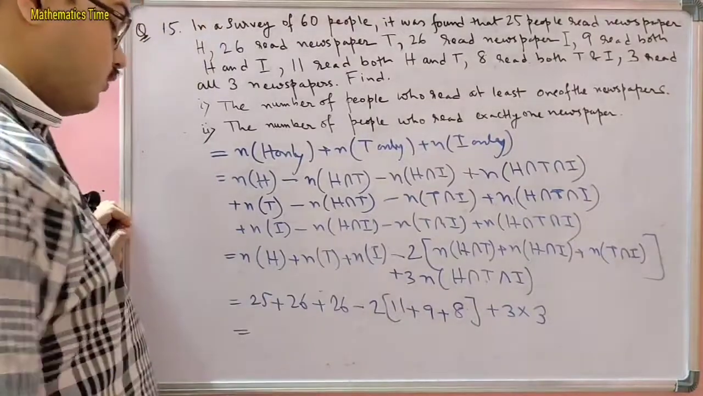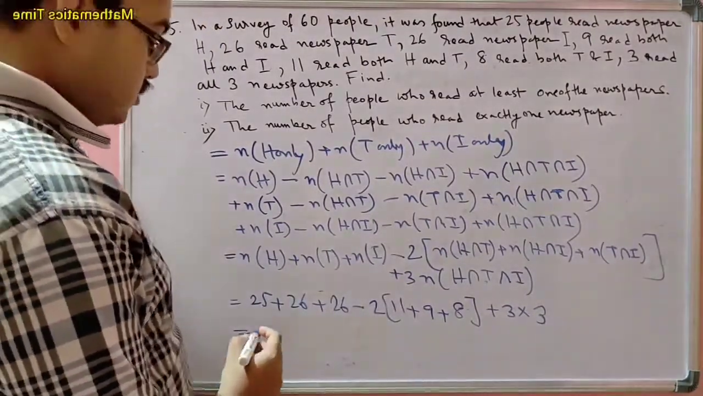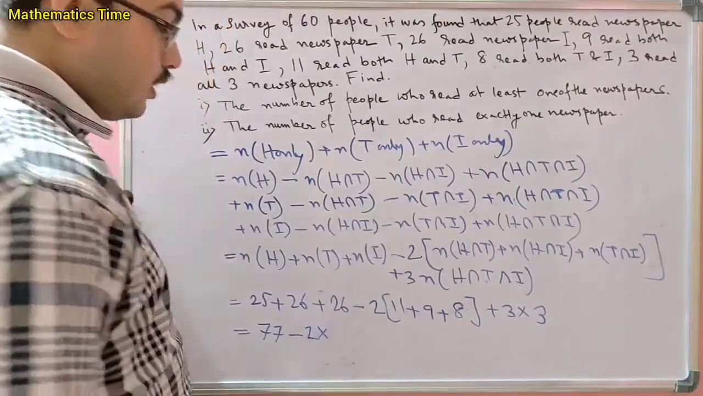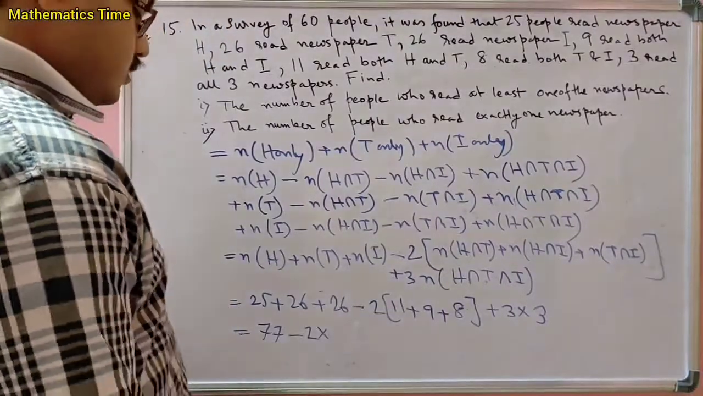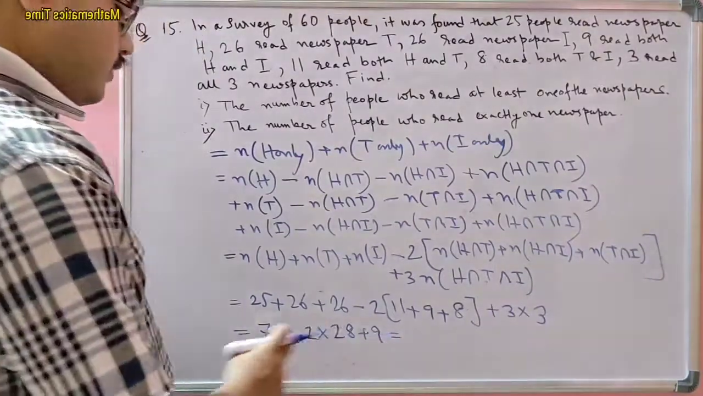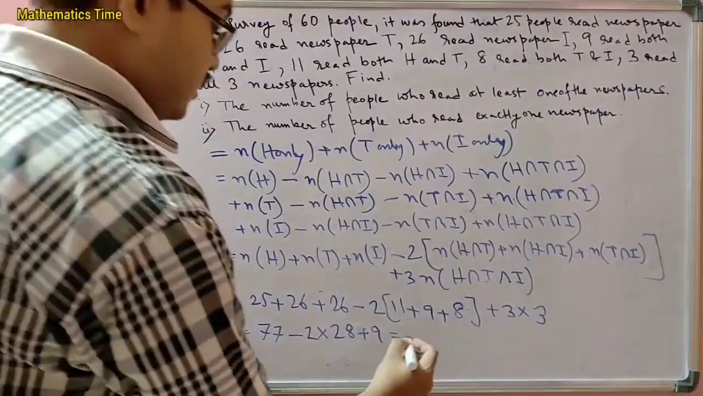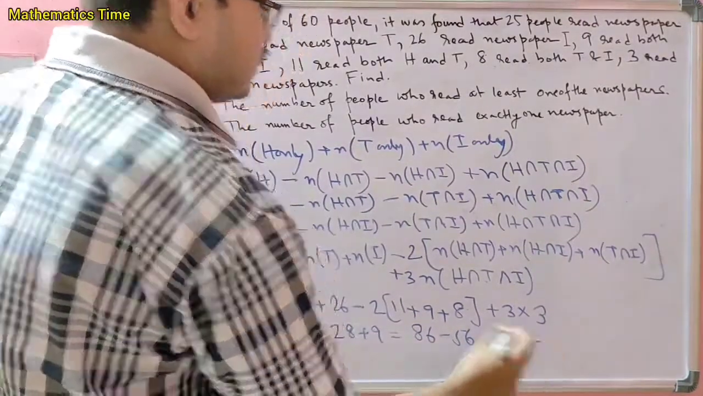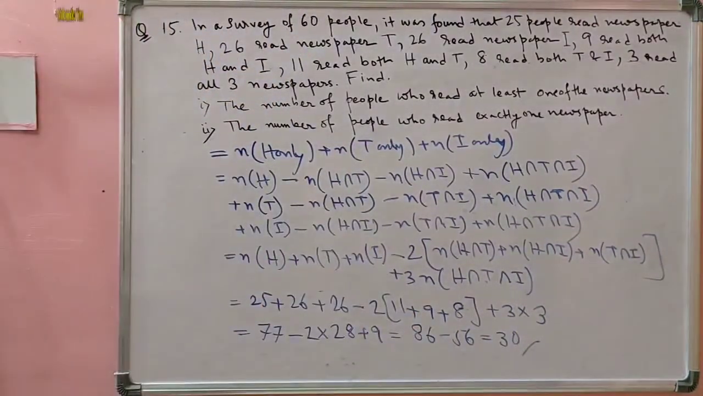So this will be 25, 26, 26. That means it's 52 plus 25, 77, minus 2 into 11 plus 9 plus 8, that is 28, plus 3 into 3, that is 9. So 77 plus 9 is 86 and 28 into 2 is 56. So answer will be 30. We can solve this mathematically without a diagram. So 30 is the number of people who read exactly one newspaper.